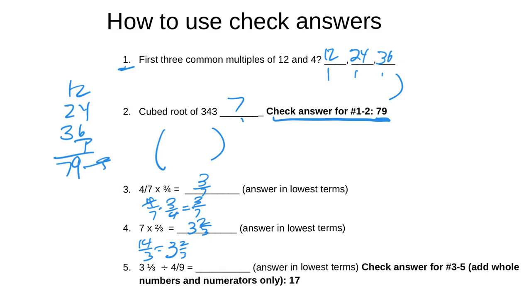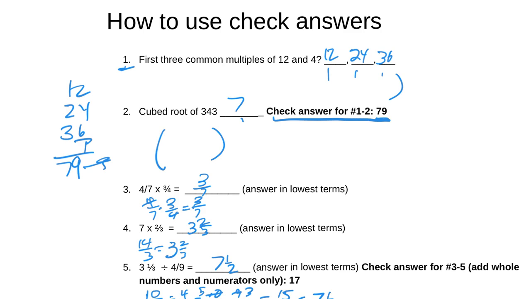And then 3 and 1/3 divided by 4/9. I got 10/3 divided by 4/9, which is equal to 10/3 times 9/4. I notice that the 10 can become 5, that can become 2, 3, and 1. So I get 15/2, which is equal to 7 and 1/2. So I'm going to put that answer in there.